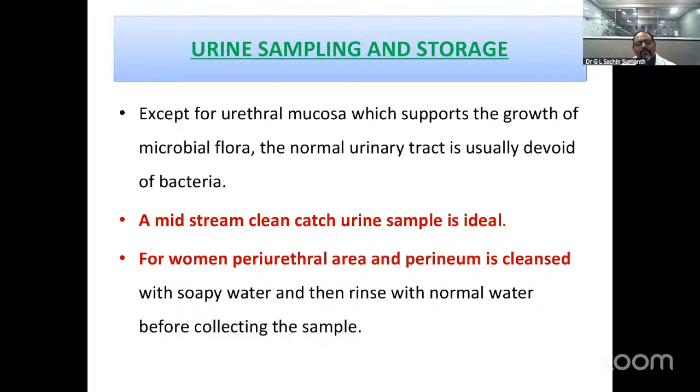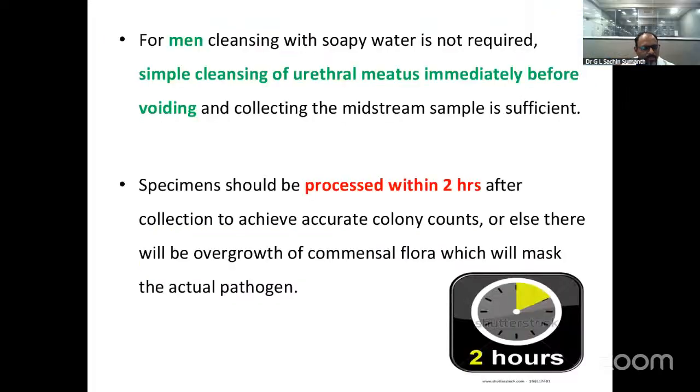If you understand the human anatomy, except for the urethral mucosa, which supports the growth of microbial flora, the normal urinary tract is actually devoid of microorganisms. So we need to collect a midstream clean catch urine sample for proper culture. It has to be a midstream, clean catch without contamination from the urethral flora. That's why we ask patients, especially women, to clean the periurethral area and the perineum with soapy water, rinse with normal water, and collect the mid portion of the urine that is voided.